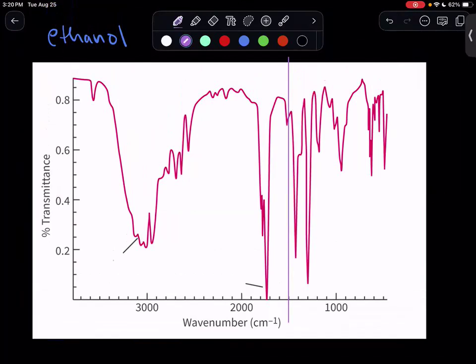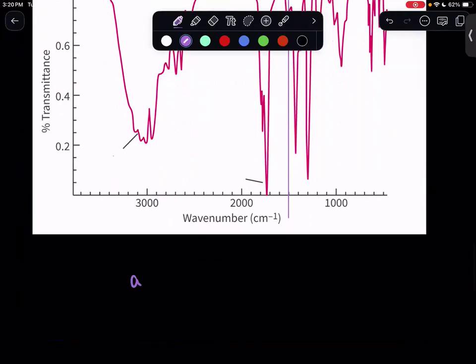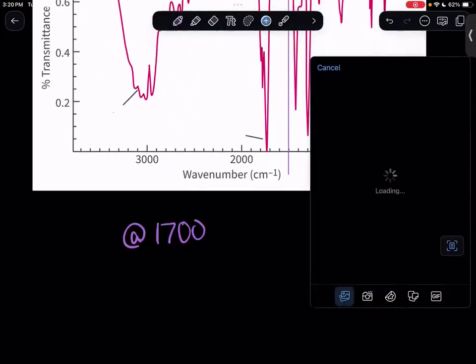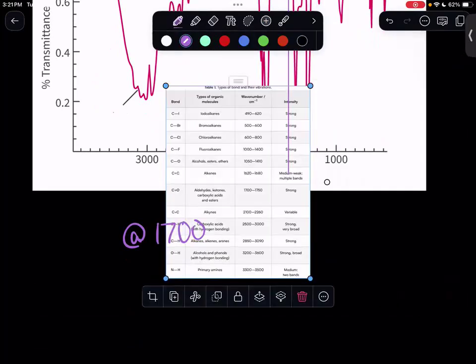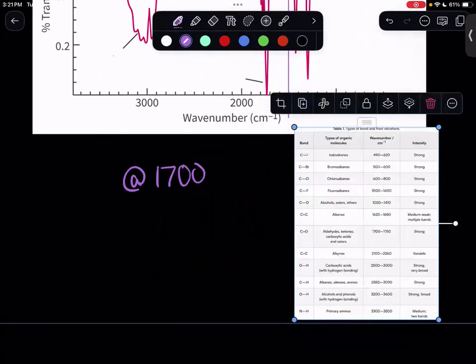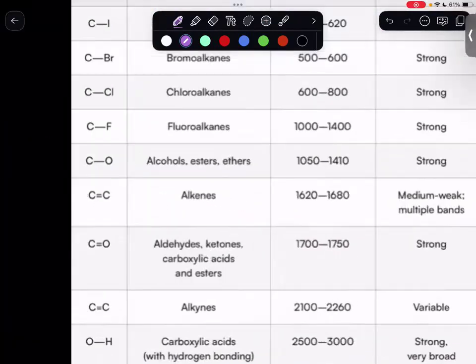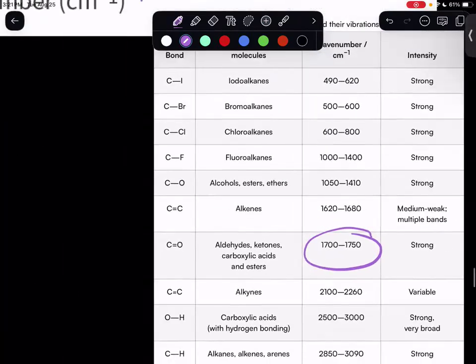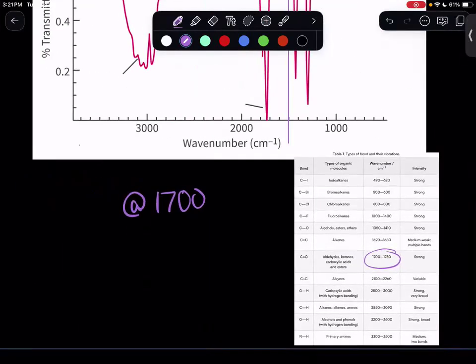And we have this first peak right around 1700. So at 1700, what are we seeing? It's a sharp peak. So I'll actually just bring up the chart again, so I'm not scrolling over and over and over again. So at 1700, we only really have one thing, 1700 to 1750, and that is a C double bond O associated with aldehydes, ketones, carboxylic acids, and esters. So 1700 to 1750, it is kind of right in that middle zone. That is our C double bond O.